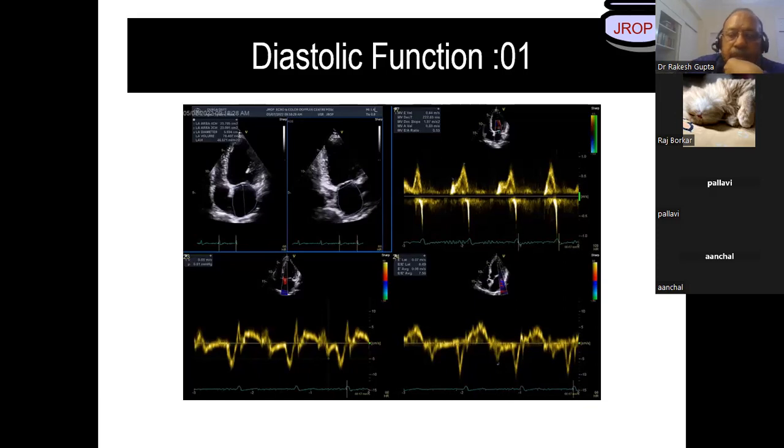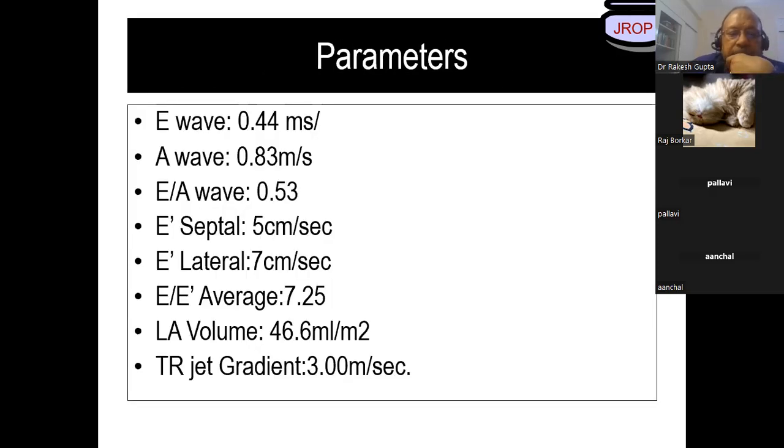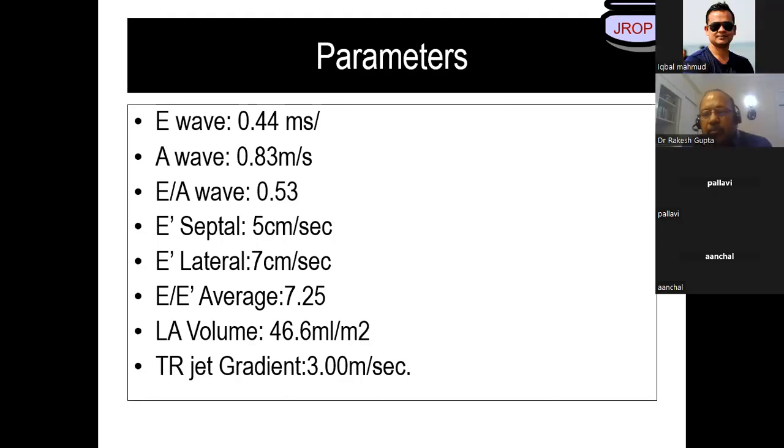So one will be the E by E prime ratio. I'll show you all the parameters now. These parameters are consistent with normal LV systolic function. So with normal E by E prime, it is grade 1 diastolic dysfunction. Check, it is more than 3. Take your septal time. The LA volume index is also higher, and the TR jet velocity is also more than 2.8.